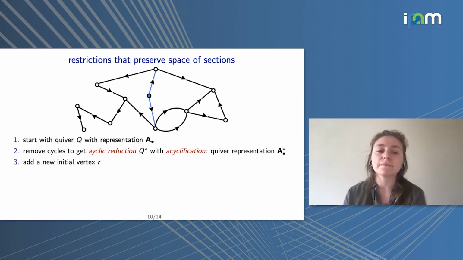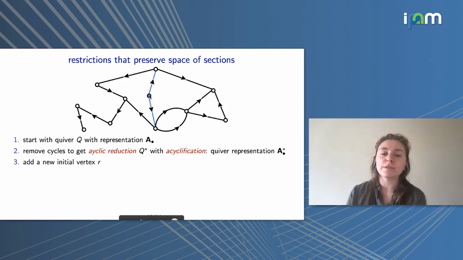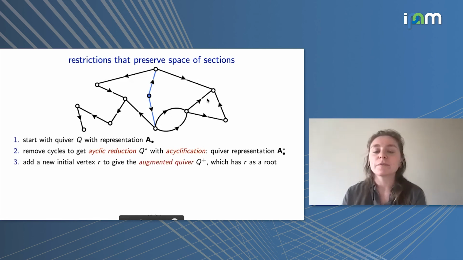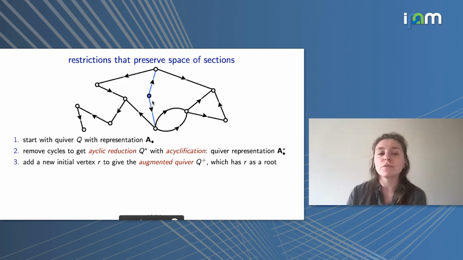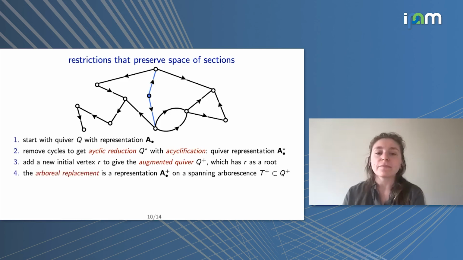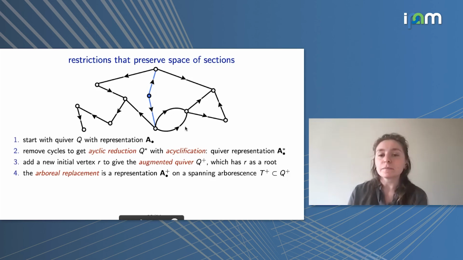So this is our new root appearing here. And sorry to interrupt, 5 minutes left. Okay, thanks. And we'll call this the augmented quiver Q plus, and it has this new vertex R as a root. Okay, and now we have a new representation, which we call the arboreal replacement. So this is a representation on not this whole augmented quiver, but on the spanning arborescence of it.